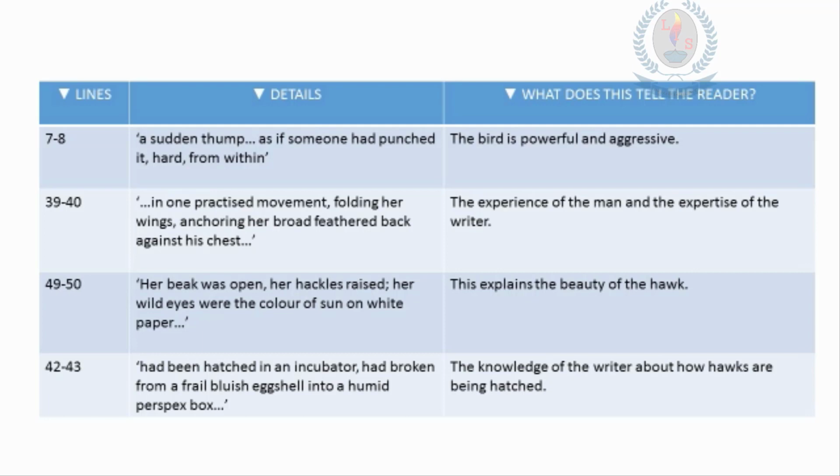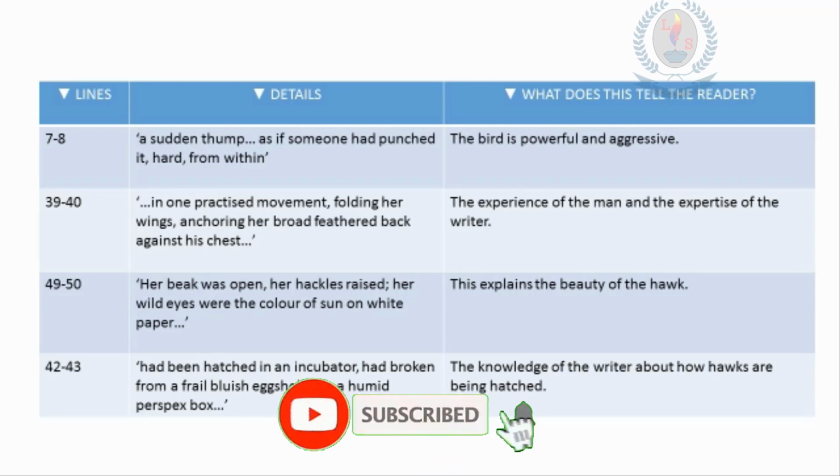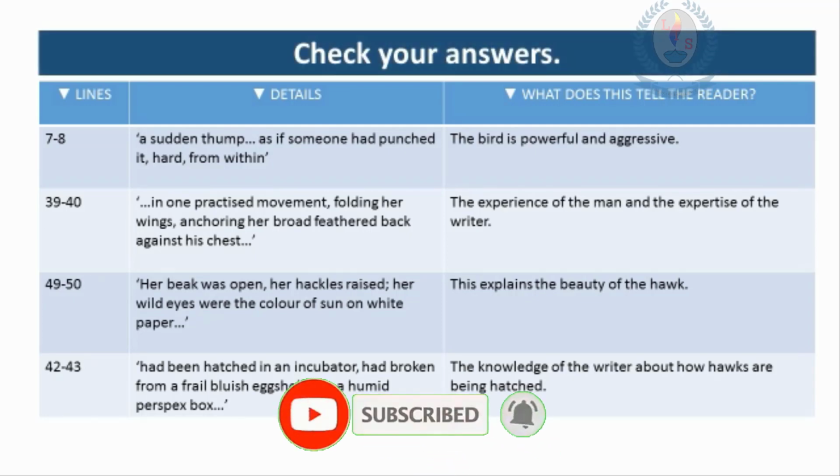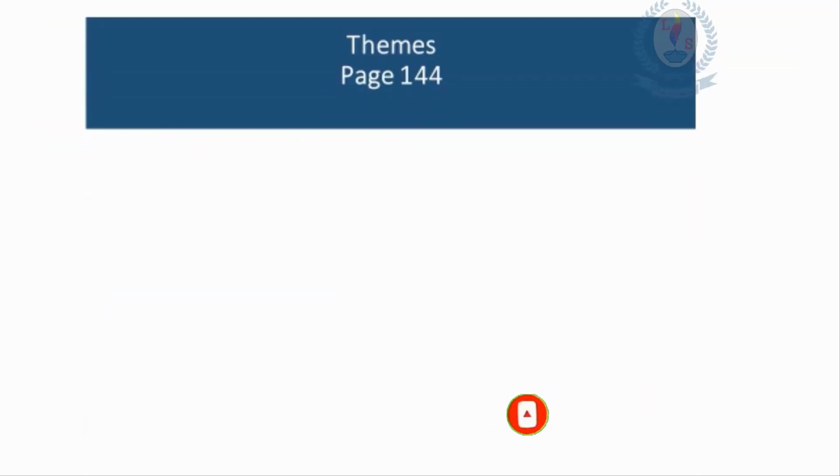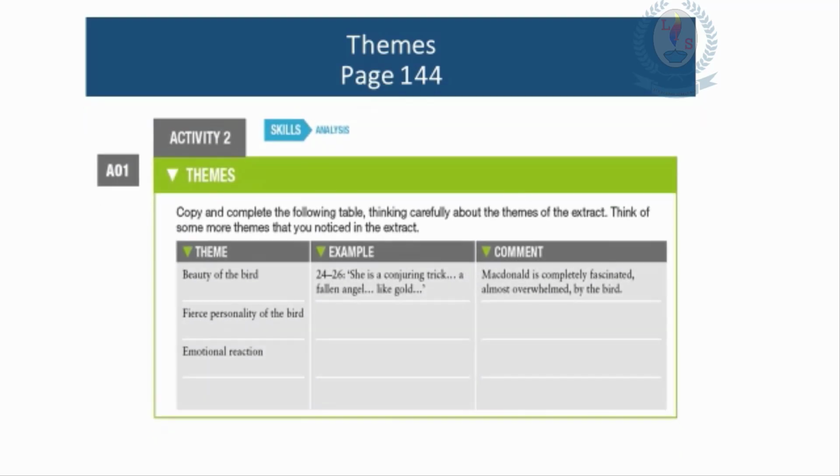Lines 42-43. Had been hatched in an incubator, had broken from a frail bluish eggshell into a humid perspex box. The knowledge of the writer about how hawks are being hatched. Now you have to do activity 2 in page 144, which gives you an idea about the themes of this passage.